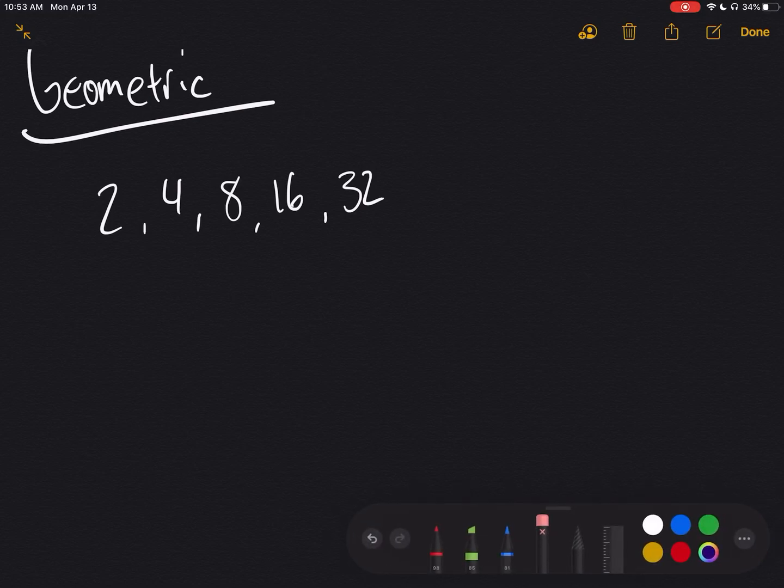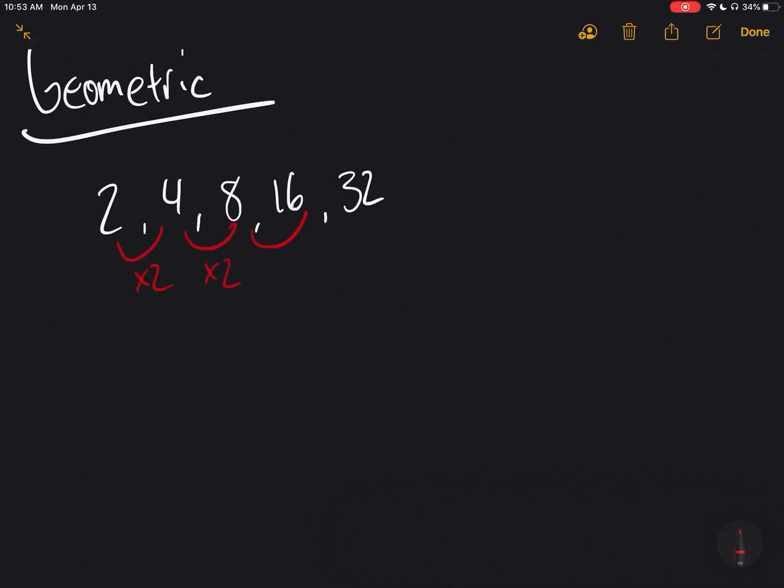Instead, let me multiply. So to get from 2 to 4, I multiply by 2. From 4 to 8, multiply by 2. 8 to 16, so let's multiply. 16 to 32, multiply by 2, and presumably so on and so forth. Right, so we've found the pattern.